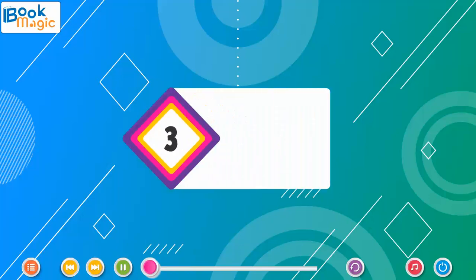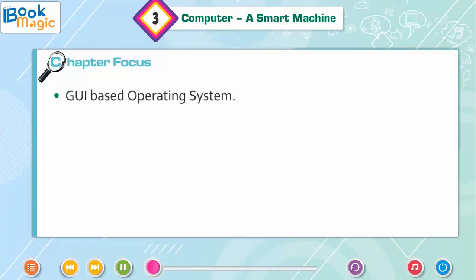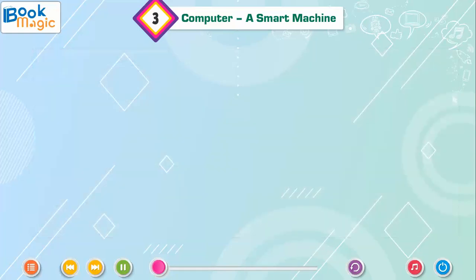Chapter 3. Working with Windows 7. Chapter Focus. GUI based operating system. Different components of Windows 7. Steps of setting up date and time. Steps of managing files and folders.